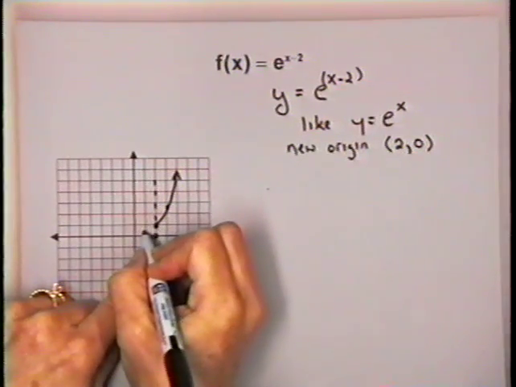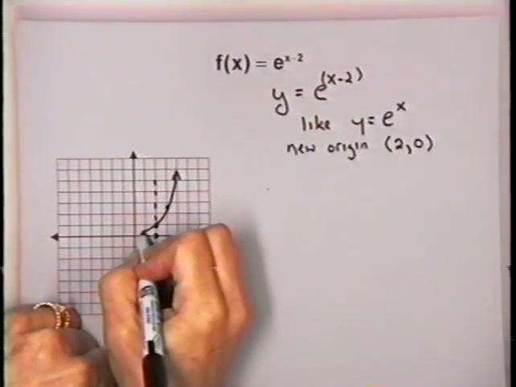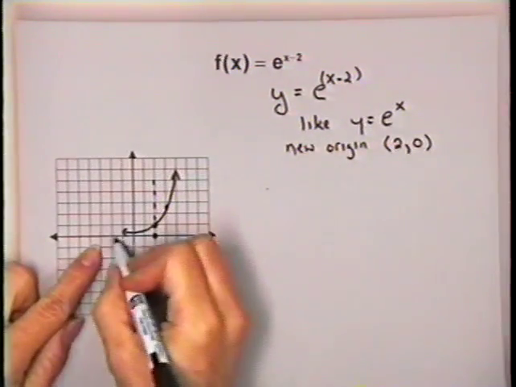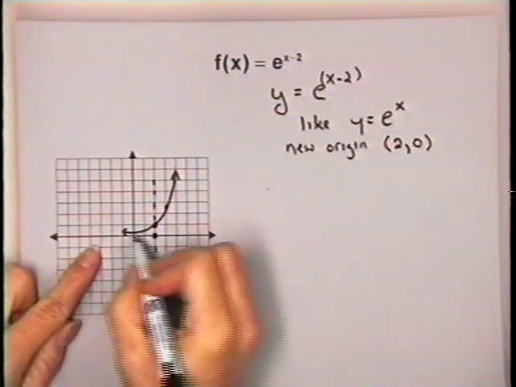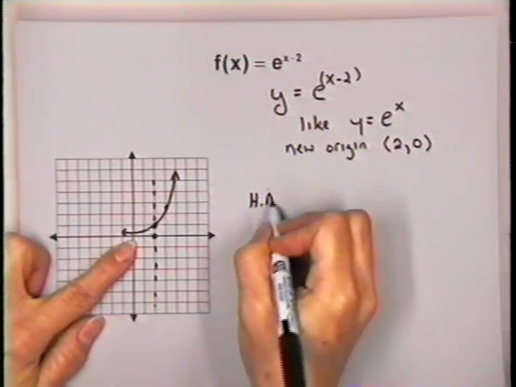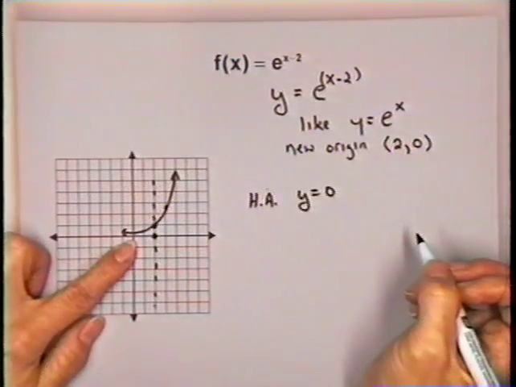I think it was like about 0.4, something like that. So we're going to come down. And notice because we did not shift up or down, my asymptote is still going to be this x-axis. All we did is shift to the right. Okay, so my horizontal asymptote is still y equals 0, or the x-axis.